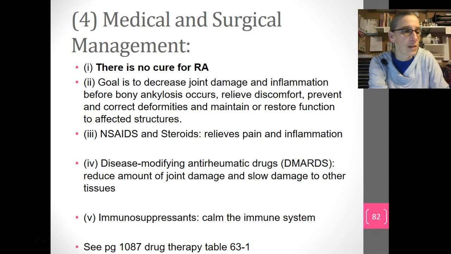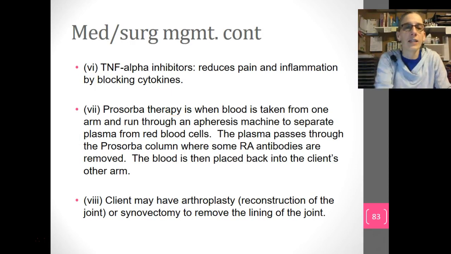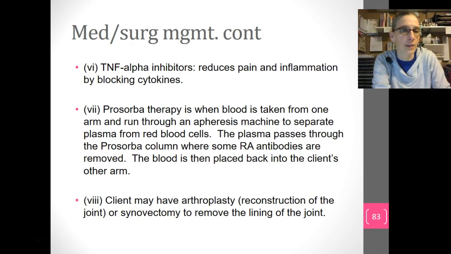Immunosuppressants calm the immune system. They suppress the immune system, therefore increasing the patient's risk for infection. Imuran falls into that category. So DMARDs include gold preparation and methotrexate, and Imuran falls in your immunosuppressant therapy. Your TNF alpha inhibitors reduce pain and inflammation by blocking cytokines, and these also suppress the immune system. They are often given with methotrexate, and include medications like Humira and Enbrel.